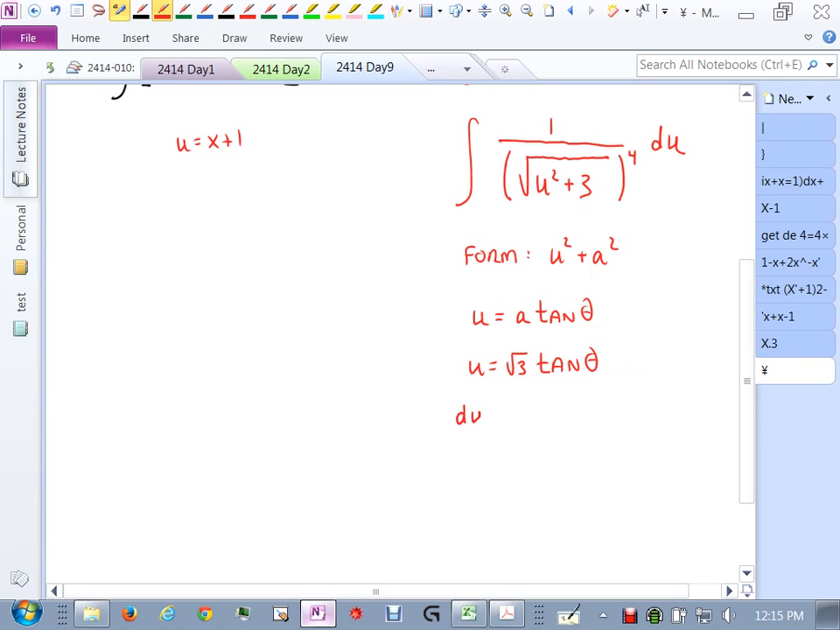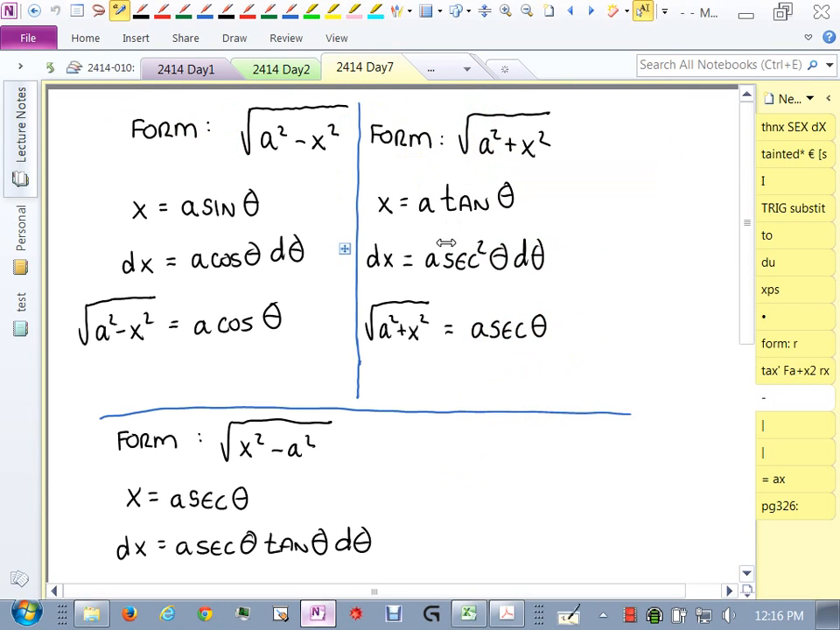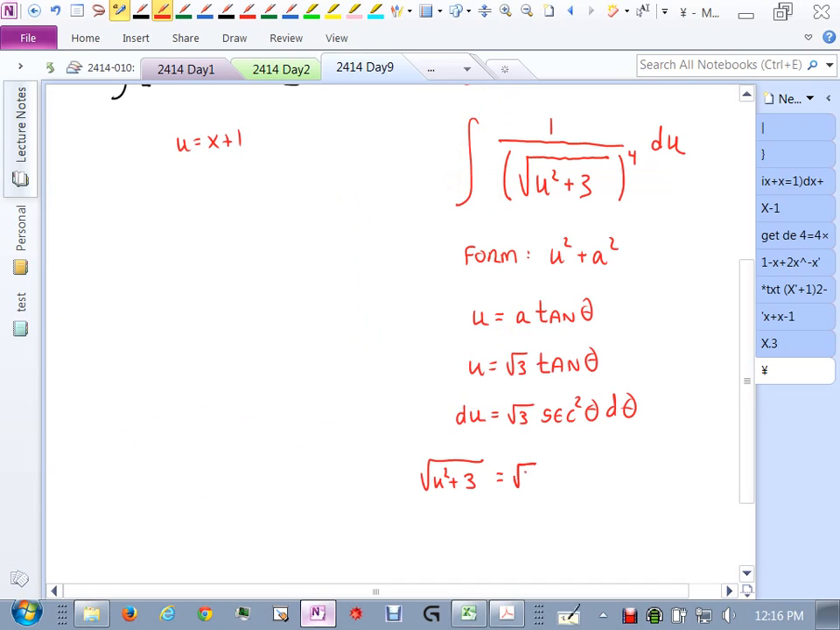Now the derivative. The derivative of u is root 3 secant squared theta d theta. And what does our formula tell us that the square root of u squared plus 3 is going to turn into? I'm looking at this right here. If we have this form, that square root is going to be a secant theta, which again would be root 3 secant theta.